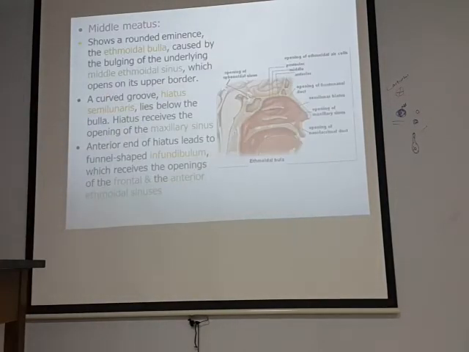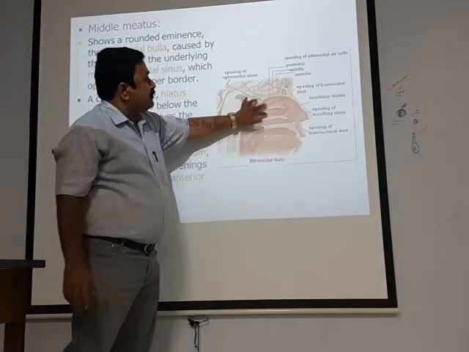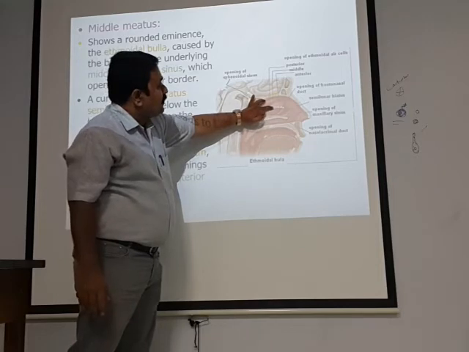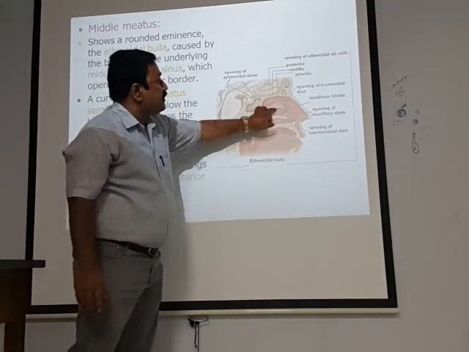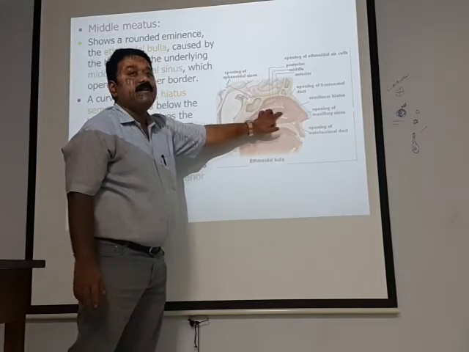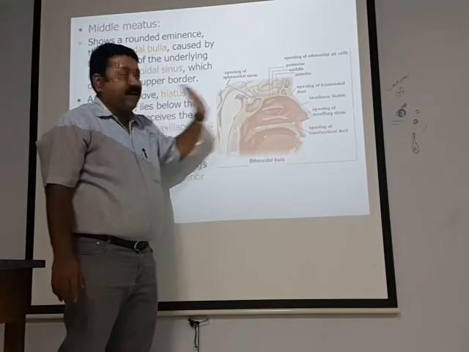Okay. Next is the middle meatus, this part. This is the superior concha, middle concha and the inferior concha. Between the middle and the inferior concha, this space is the middle meatus. Below the middle concha, the middle meatus.